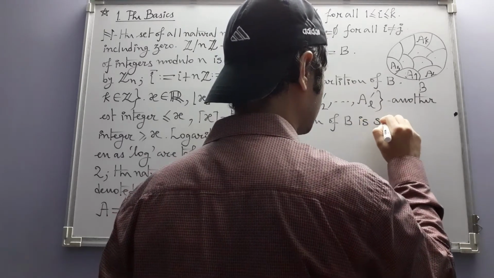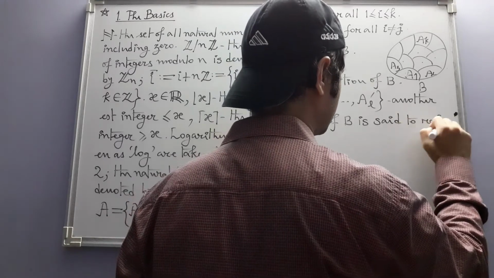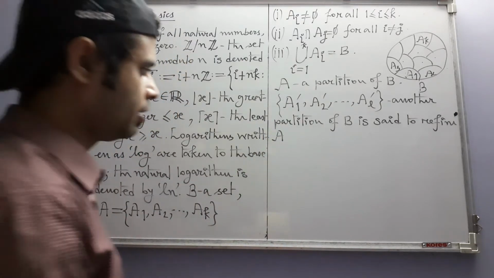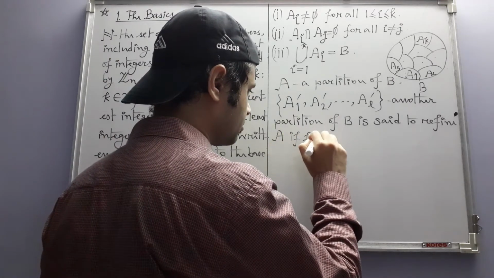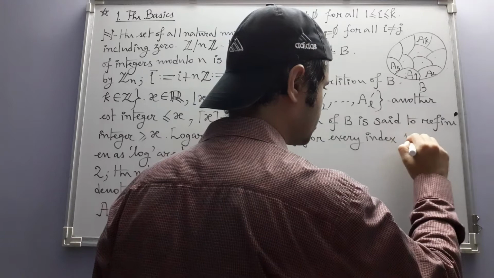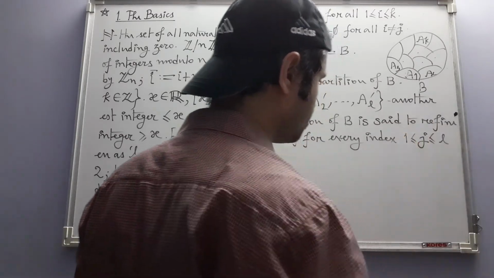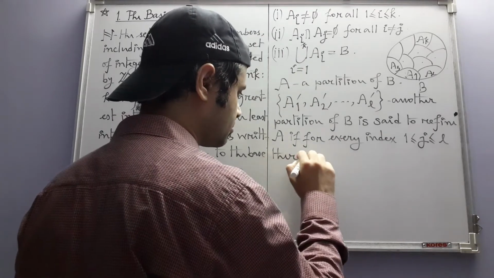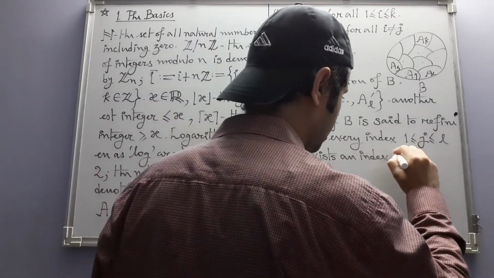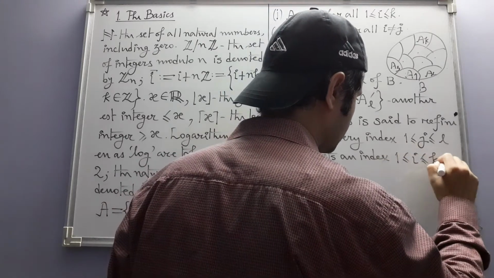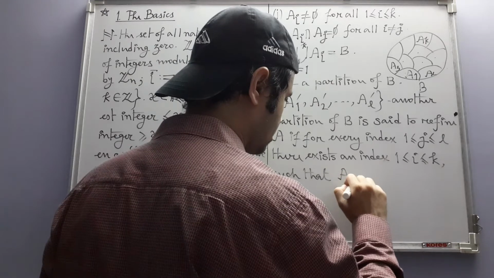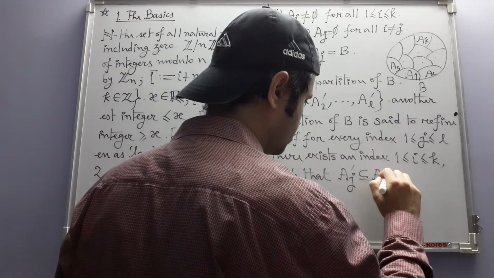The new partition is said to refine the previous partition A, or is said to be a refinement of A, if for every index j lying between 1 and L there exists an index i lying between 1 and K such that Aj prime is contained in Ai.